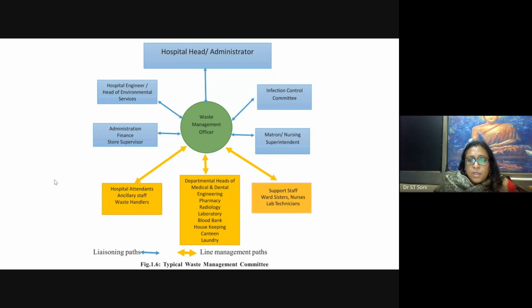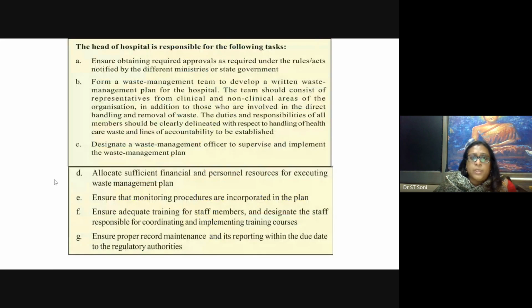So this is the waste management officer's role. He will be someone who will be liaising with the connected persons. Okay, so officer, engineer, administrator, finance, post supervisor, attendant, waste handlers, everyone. Okay, so the yellow is the line management path, and blue is the liaising path. So he or she has to liaise with each and every person. So the line management path is from where the waste is generated, and the liaising path is from where you want to have the resources and finance put in to manage it appropriately.